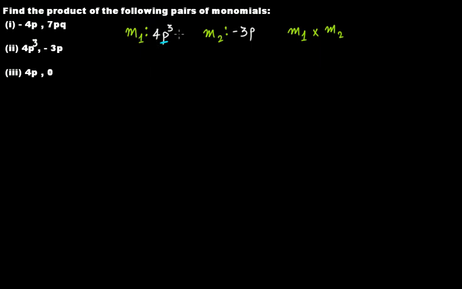Now here we have, in this case, m1 is 4p, m2 is 0. Now m1 multiplied by m2 means what? 4p multiplied by 0. Whenever you multiply any number or any expression by 0, you'll always get 0. So 0 is the answer in this case, right?